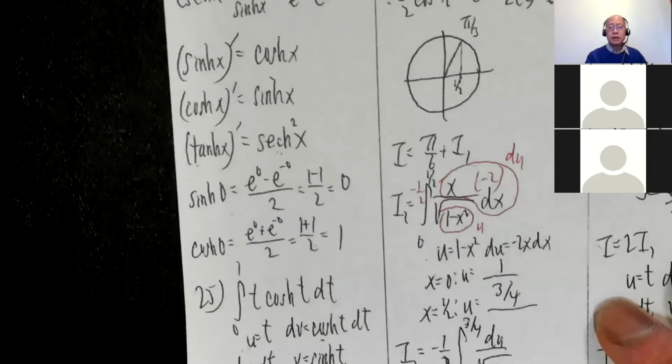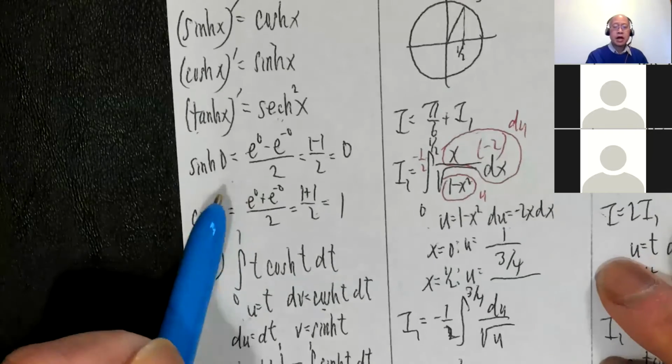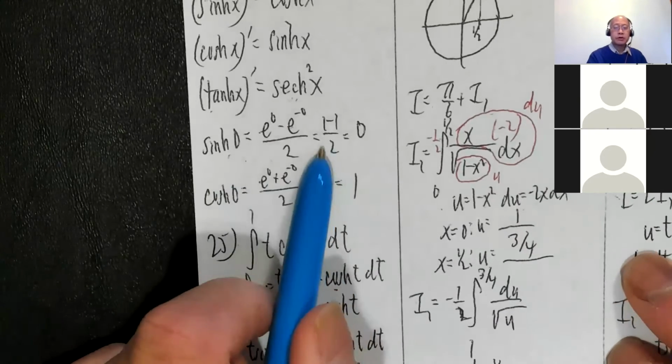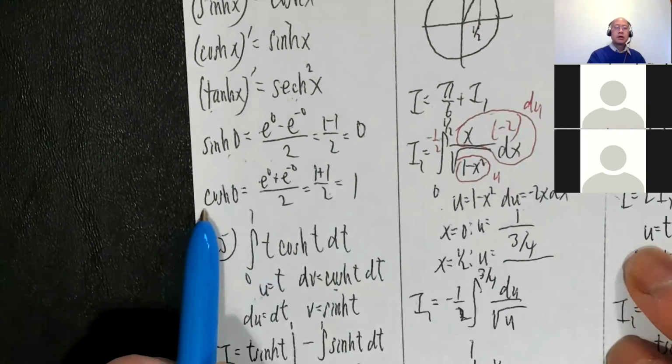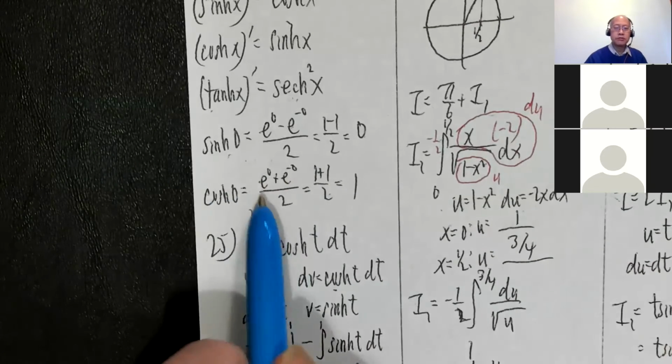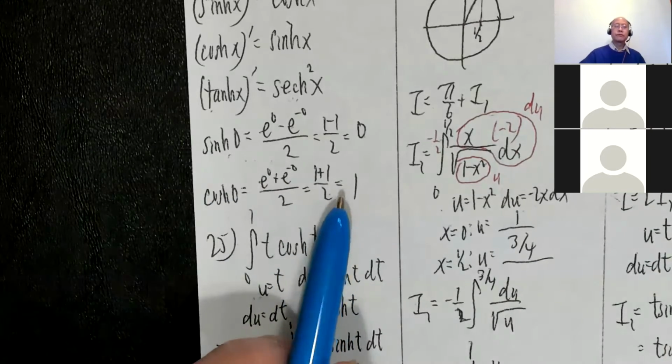And then just for fun, I have sinh of 0. By definition, plug in 0. e to the 0 minus e to the negative 0 divided by 2. 1 minus 1 over 2, 0. Cosh of 0 is e to the 0 plus e to the negative 0 over 2. 1 plus 1 over 2, 1.